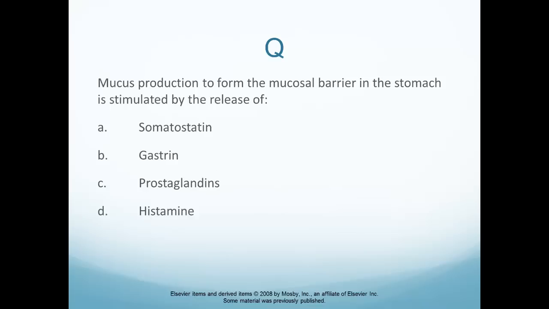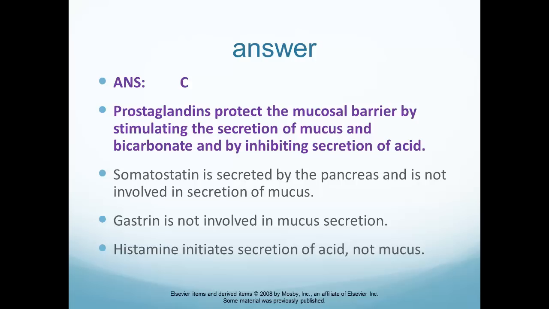Mucus production to form the mucosal barrier in the stomach is stimulated by the release of. Correct answer is C. Prostaglandins protect the mucosal barrier by stimulating the secretion of mucus and bicarbonate and by inhibiting acid.